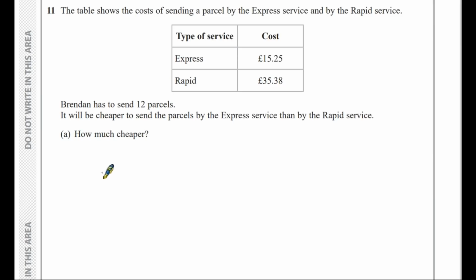Question 11, part A. The table shows the cost of sending a parcel by either express or by rapid service. And Brendan has to send 12 parcels. It's telling us it will be cheaper to send the parcels by express than by rapid, and wants to know how much cheaper. Well, if we first of all look at the price of rapid, that will be 12 times £35.38. So the total price there would be £424.56.